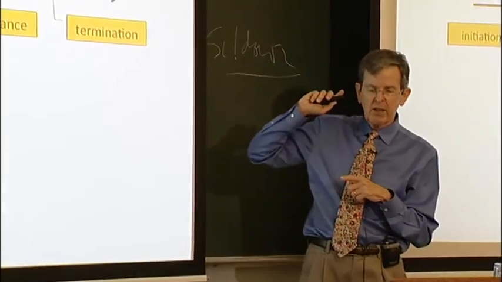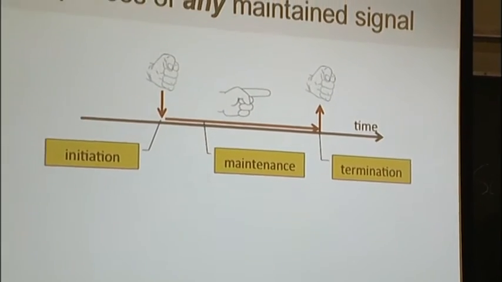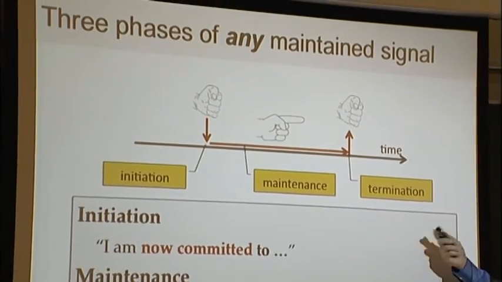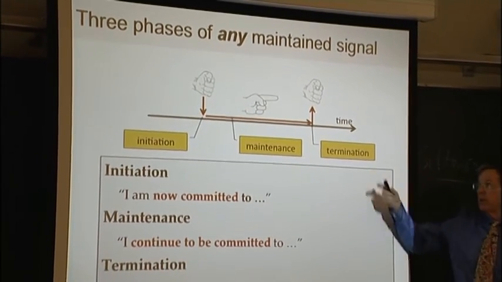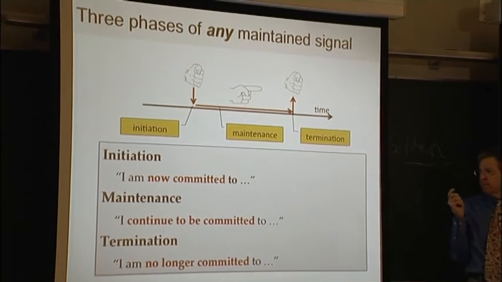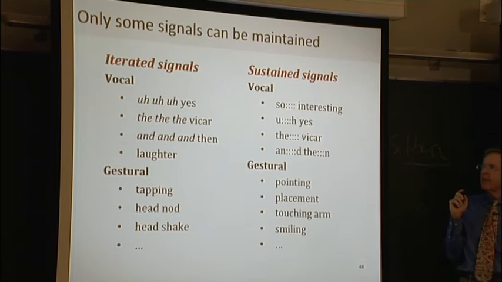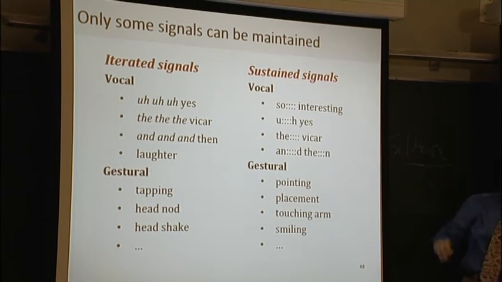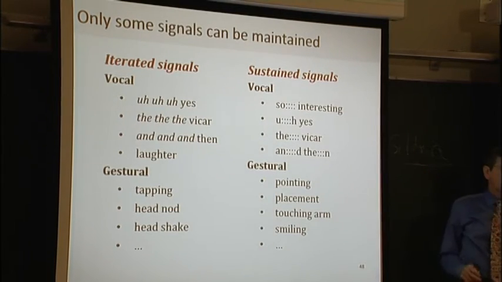Now, this turns out to be true of just any of these maintained signals. You can do this with, I'm now committed to doing something, I continue to be committed, I am no longer committed. That's what these different phases mean in general. Now, can you do this? Well, only some signals can be maintained, and they are the iterated ones and the sustained ones.